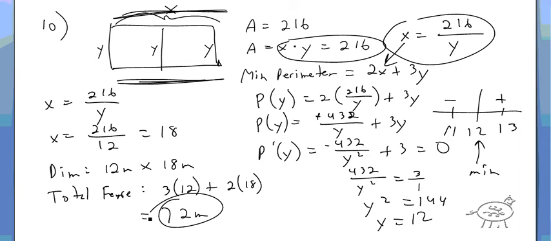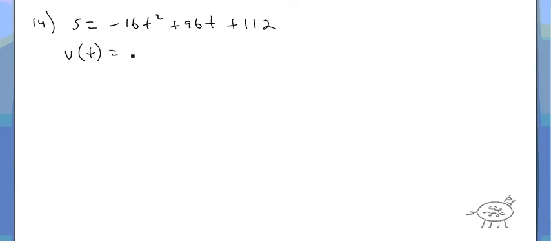All right, number 14, vertical motion problem. This is actually kind of mellow. The height of an object moving vertically is given by s equals negative 16t squared plus 96t plus 112, with s in feet and t in seconds. Find the object's velocity when t is equal to 0. Okay, this is kind of like back in the day, guys. The object's velocity is just the first derivative. So v of t is equal to negative 32t plus 96.